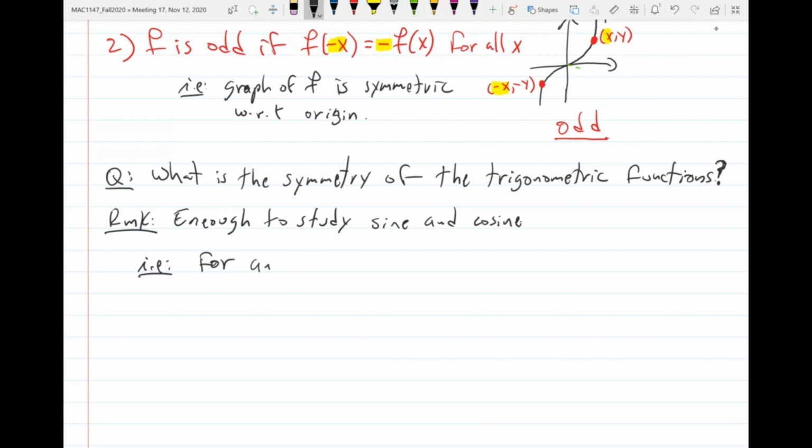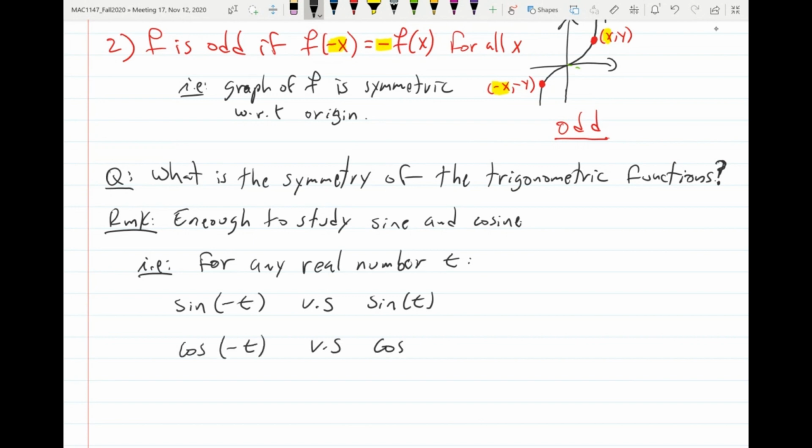So for any real number t, what we would like to answer is, what can we say about sine of negative t versus sine of t? And similarly, we would like to say something about cosine of negative t versus cosine of t, okay? This is really what we are trying to figure out.